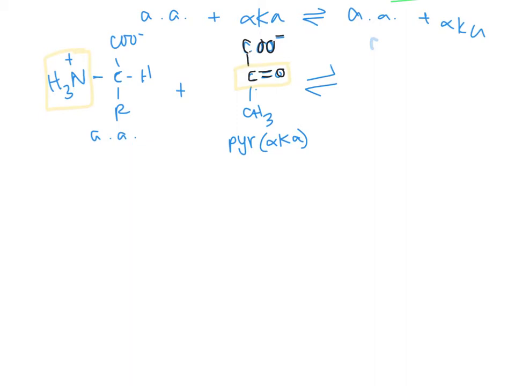Excuse me, I gotta go back to my other, I'm in the highlighter mode. COO minus at the top, CH, NH plus, and because I'm using pyruvate as my alpha-keto acid, I know that there's a CH3 down here. And that, my friends, is ALA, or alanine. So we just made alanine, and what's left over is the alpha-keto acid. And I'm just going to put an R group here.